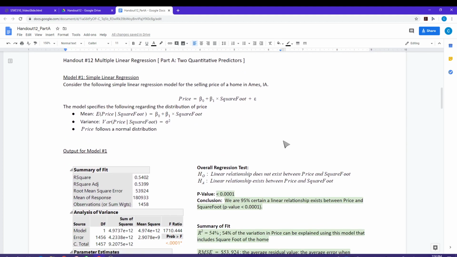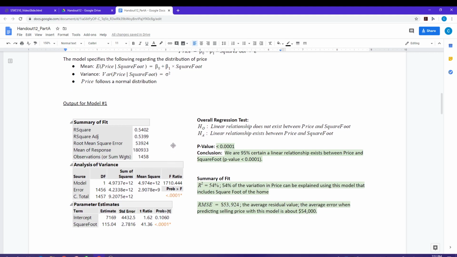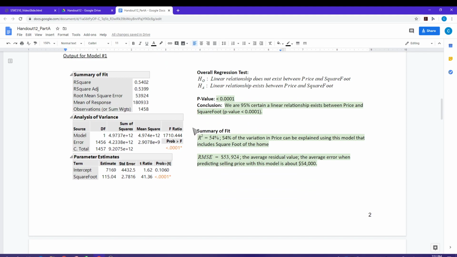So model number 1, we are going to consider a simple linear regression model. And this model is just going to have square foot in it. So this is going to be akin to what we did in handout number 10 with just one predictor variable, a simple linear regression model. And I fit this just so we can have a baseline to start from. So I'm not going to cover all of the elements here because we did that in handout 10.